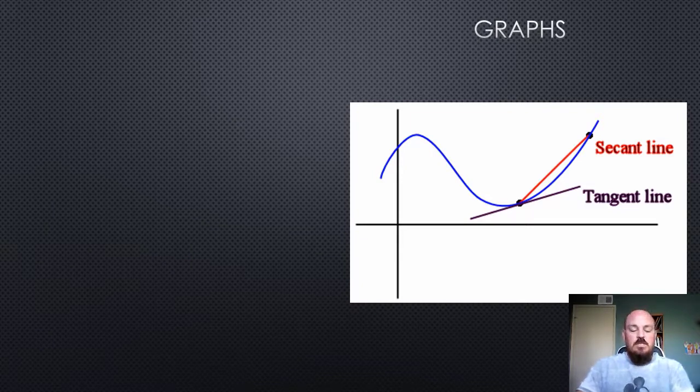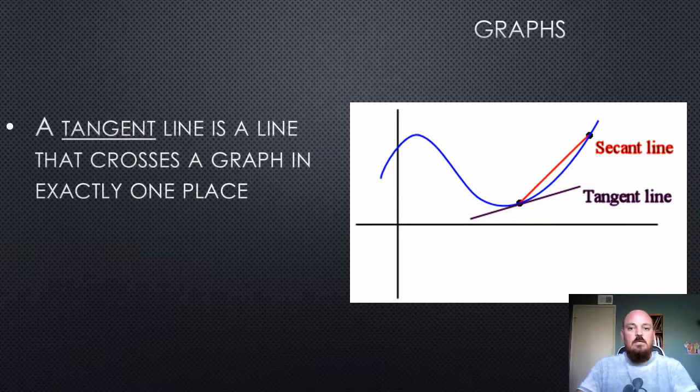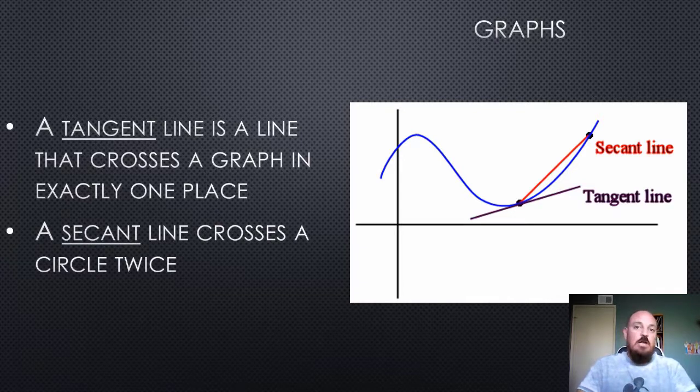In order to do this, we need to understand the difference between a tangent line and a secant line. You can see it in the picture. A tangent line is a line that just barely brushes up against the outside of a graph and only touches it at one point. A secant line actually crosses right over a graph, and it ends up crossing it twice. And we're going to use both of these concepts for the definition of the derivative.